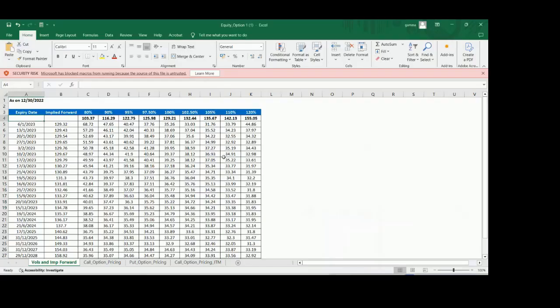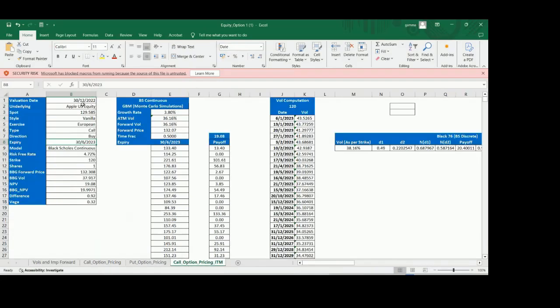So today our topic of valuation is equity derivative valuation, and what we are going to price today is an Apple US equity call option for a maturity of 6 months. We have to price this option as of 30th December 22. The option is expiring in 6 months, using Black-Scholes continuous and Black-Scholes discrete. When I say Black-Scholes discrete, I'm saying Geometric Brownian Motion. Black-Scholes continuous means the Black-Scholes formula.